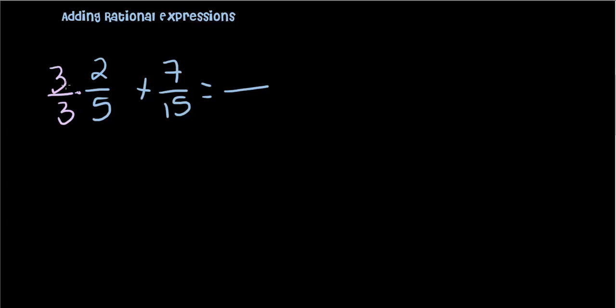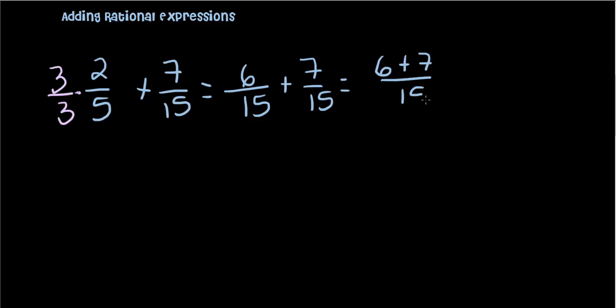And the reason I can do this is because basically I'm multiplying by 1. 3 over 3 is 1. And I can multiply whatever I want by 1, and it is not going to change its value. So I have 3 times 2, 6. 3 times 5, 15. Plus 7 over 15. So this is the same thing as 6 plus 7 over 15. So that is 13 over 15.